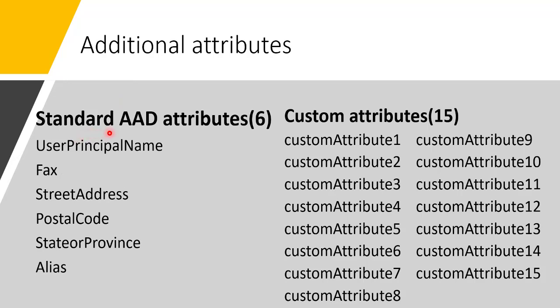These are all the standard Azure Active Directory attributes: user principal name, fax, street address, postal code, state or province, alias. And these are all the custom attributes which we can update in the profile card.